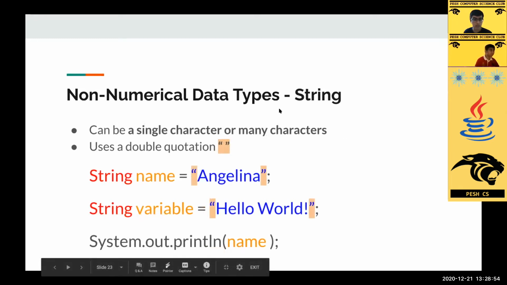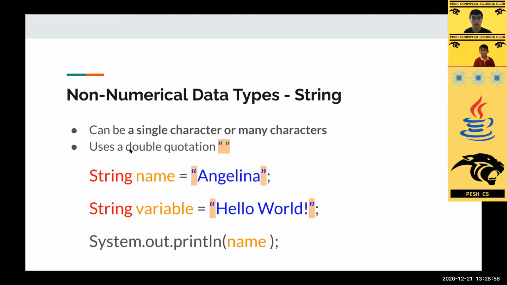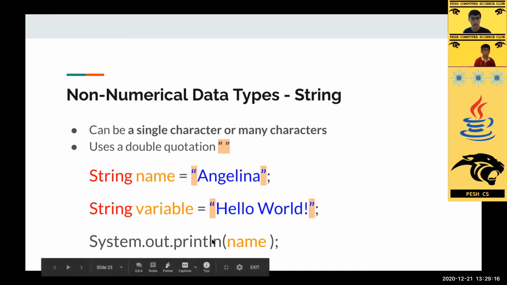So now we have strings. These can be a single character or many characters, but you have to use a double quotation, as you see over here. So we can have string name equals Angelina, string is the data type, the variable name is name, and the value it stores is Angelina. We can also have string variable equals hello world. And you can see over here we can have multiple words and multiple characters inside. And we can print out a variable just like we did before.